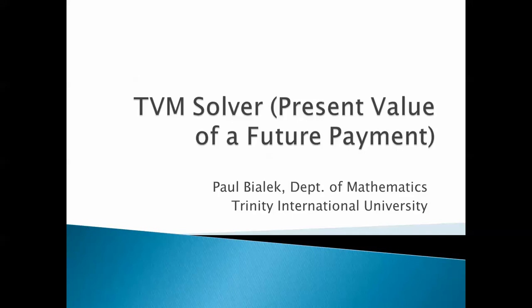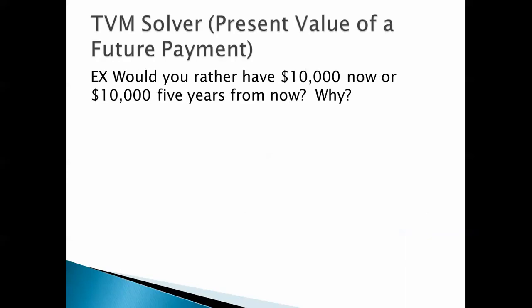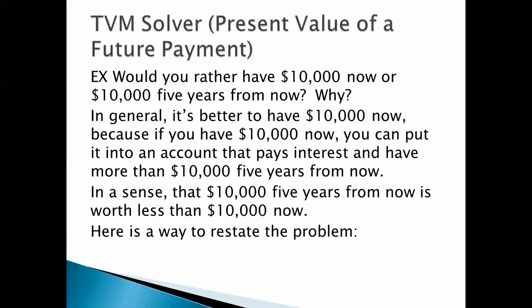Let's use the TVM solver on the TI-83 or 84 to find the present value of a future payment. Here's a problem we solved earlier without TVM solver. Would you rather have $10,000 now or $10,000 5 years from now? Why? In general, it's better to have $10,000 now, because if you have $10,000 now, you can put it into an account that pays interest and have more than $10,000 5 years from now. In a sense, that $10,000 5 years from now is worth less than $10,000 now.